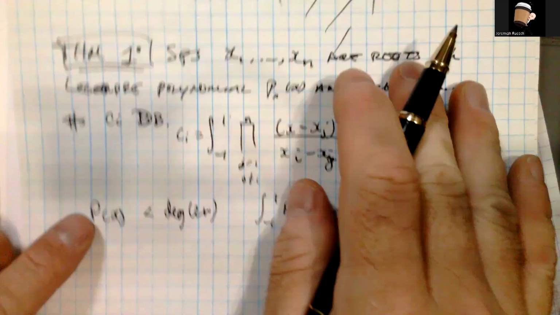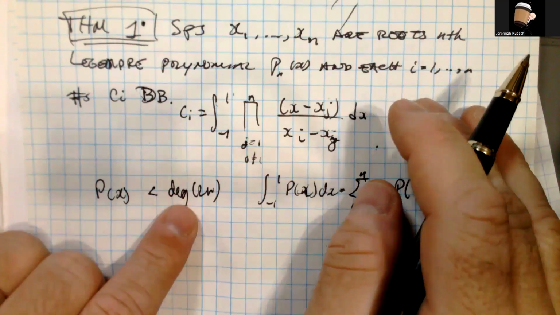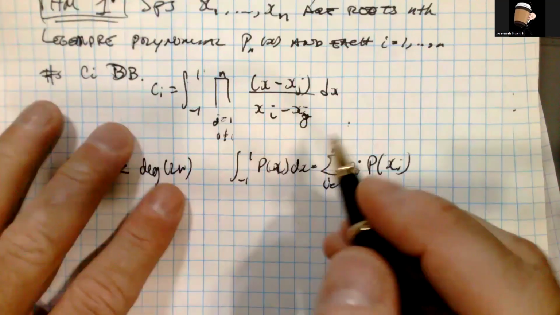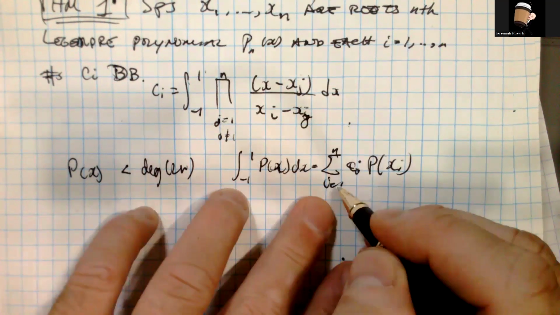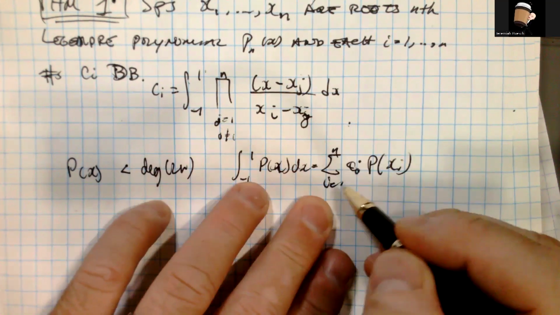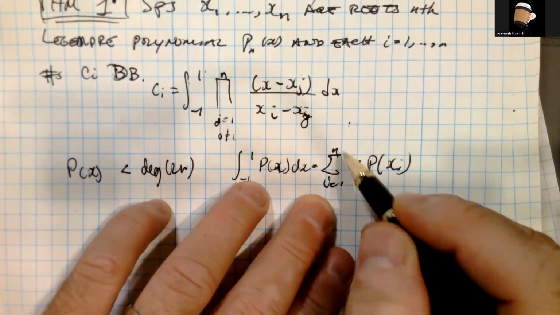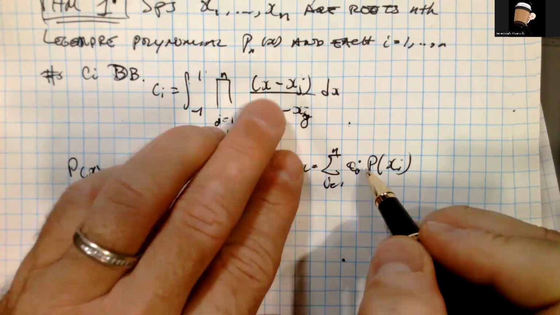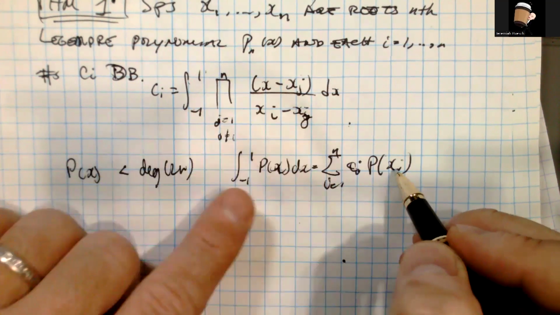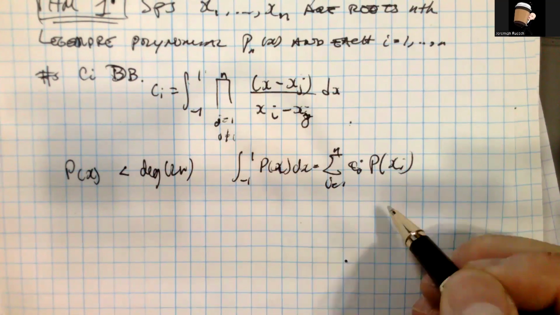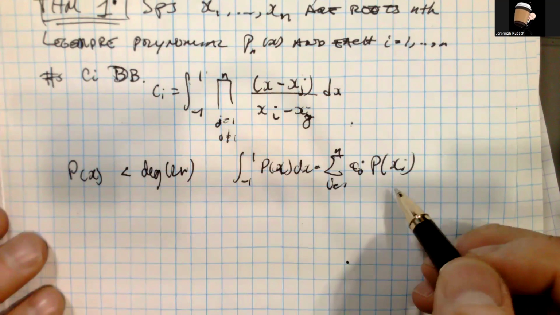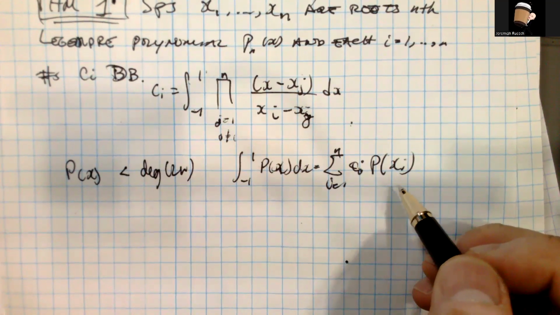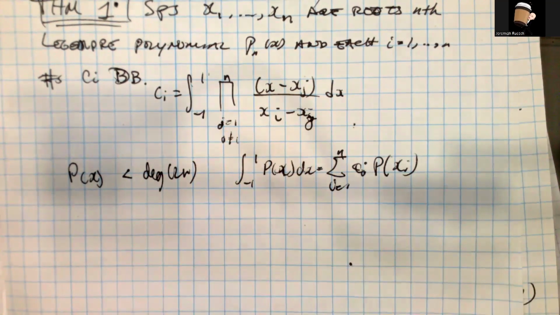And so our estimation for p of x, as long as it's less than degree 2n, for the integral from -1 to 1 of our function we're trying to estimate, is just going to be equal to the sum from 1 to n of the coefficients that were defined here times the polynomial p of x, evaluated at the Legendre roots. Okay, and so that's really helpful. That gives us a really good estimation, and it reduces the number of calculations that we need in order to get a really good approximation for this function.